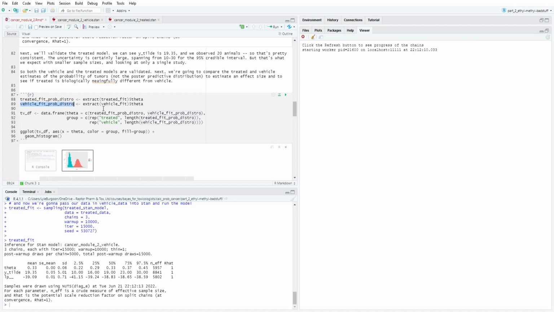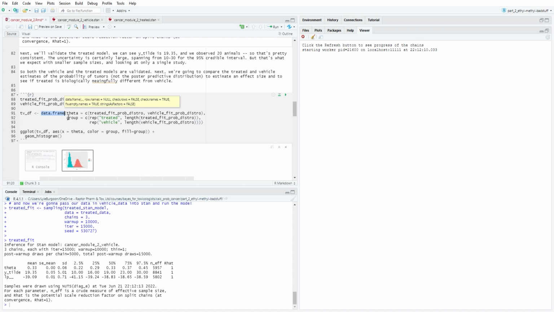Vehicle, same thing. So we're going to extract from vehicle fit, $theta. So I want to plot these as a histogram. And I'm going to use ggplot2 to do this, and specifically the ggplot function within ggplot2. In order to use ggplot, though, we need to use a data frame. The way I like to think of data frames is they're tables, all right?